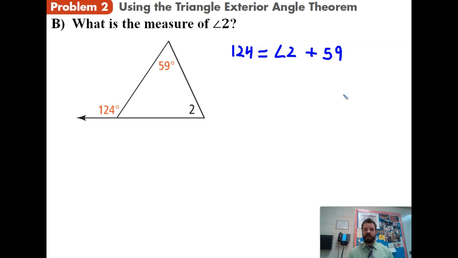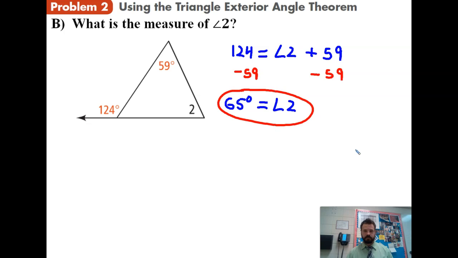So for this one, to get the angle 2 by itself, we'll subtract 59 from both sides of the equation. Subtract 59 from 124 degrees, which gives us angle 2 equal to 65 degrees. All right, so that's how we can use our triangle exterior angle theorem to find interior angles as well.